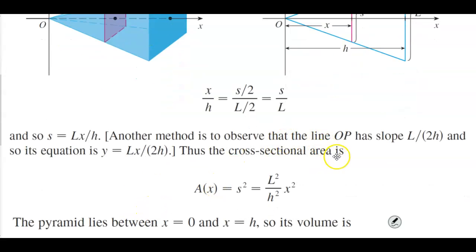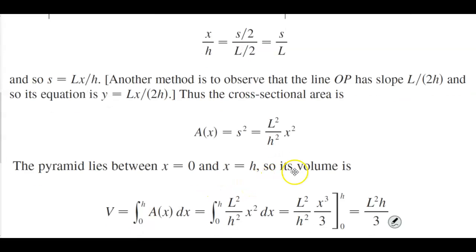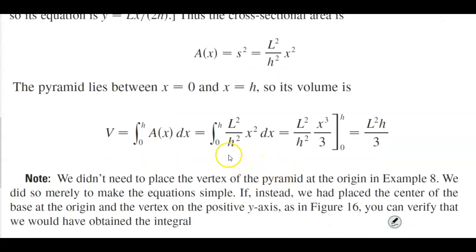Thus the cross-sectional area is A of x, which is equal to s squared, which is equal to L squared over h squared times x squared. And the pyramid lies between x equals 0 and x equals h. So the volume would be the integral from 0 to h of L squared over h squared x squared dx. Taking the antiderivative, L squared and h squared are constants. X cubed over 3, evaluating from 0 to h, gives us a volume of L squared times h over 3.